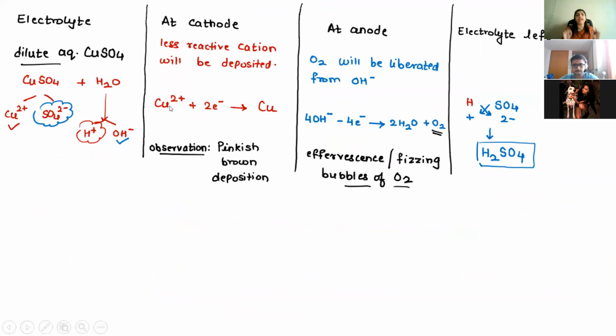And the rule for anode remains the same, that for dilute, it will always be hydroxyl ions. So this was about the dilute aqueous solution. And now let us move ahead with the concentrated electrolyte, the concentrated aqueous solution.